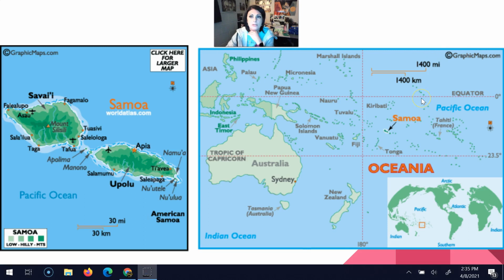Right, so just to show you guys the region that we're talking about here. So when we talk about Samoa and this region where they kind of focus on some of the more elaborate bark cloth, it's kind of right in that area.